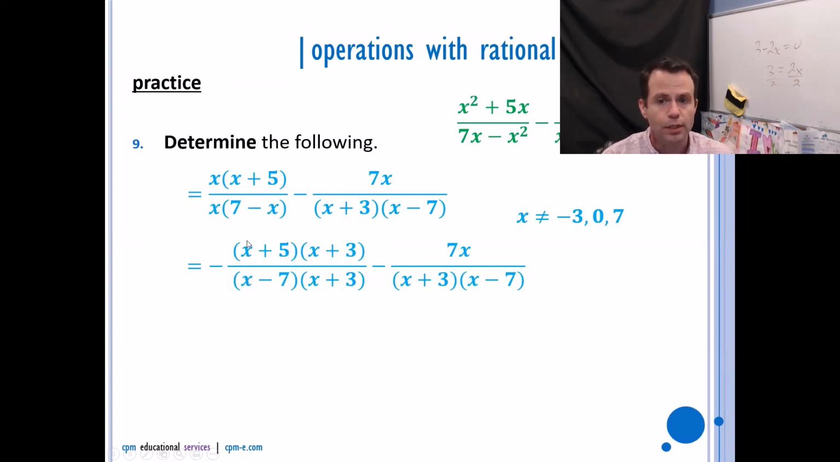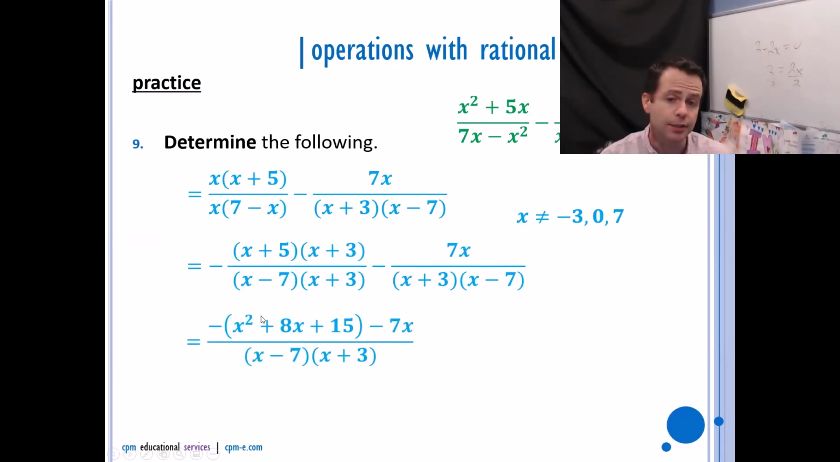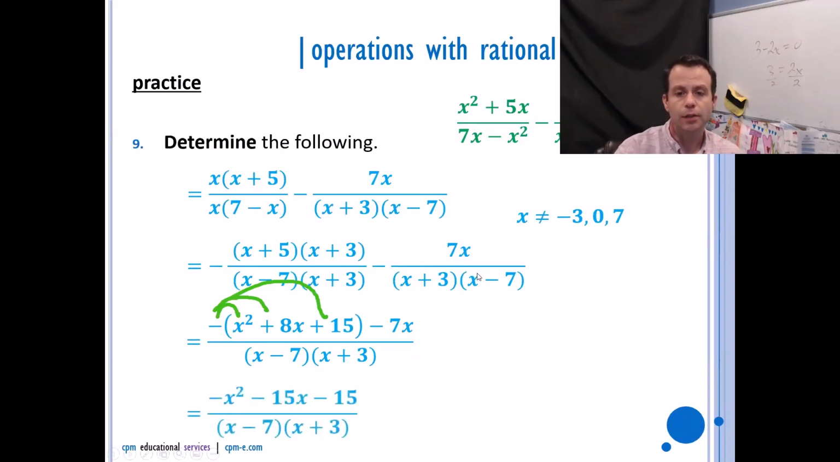So on the top, I have to FOIL this out. So this will be x squared. This will be 3x, 5x, and 15, and then minus 7x. My 5x and my 3x just added up to be 8x there. Now I need to distribute that negative sign. So that negative sign will apply to everything here. And then I'll combine like terms as well. So when I do that, your final answer there will end up being negative x squared, negative 15x, that comes from the negative 8x plus negative 7x. That's where that negative 15 comes from. And then minus 15 there.